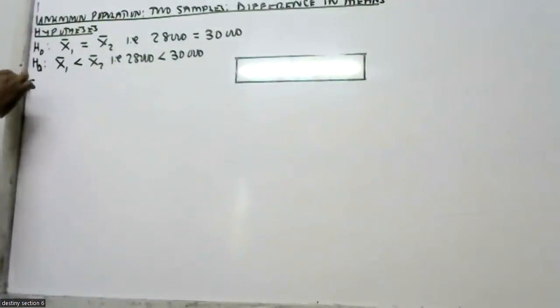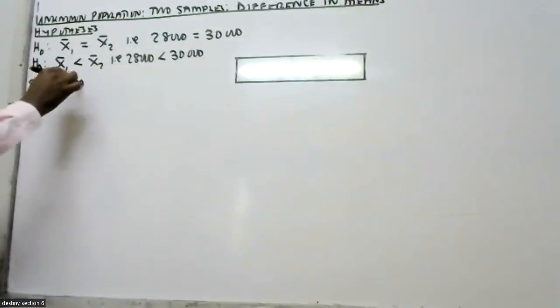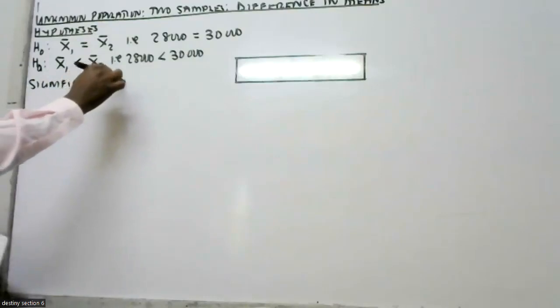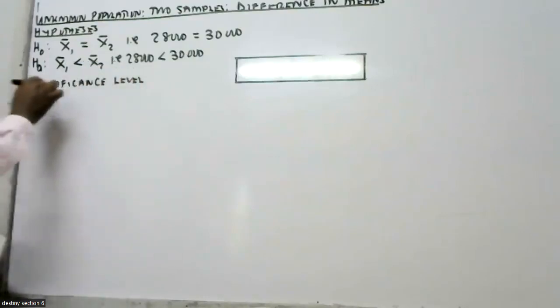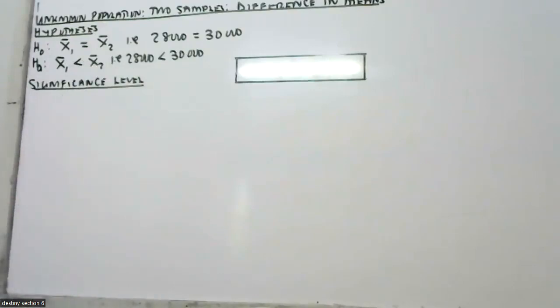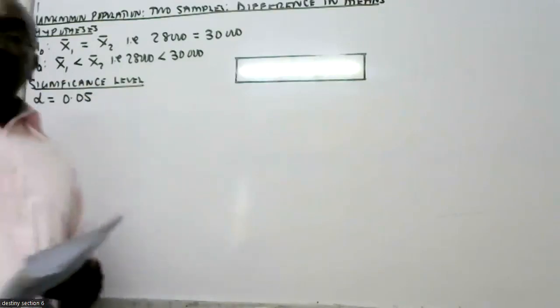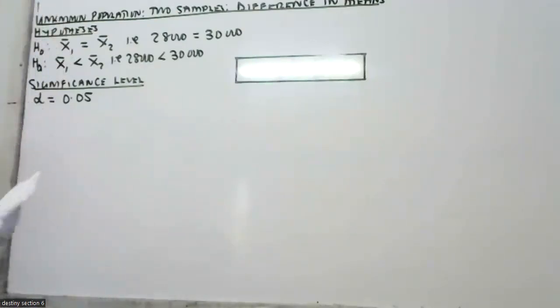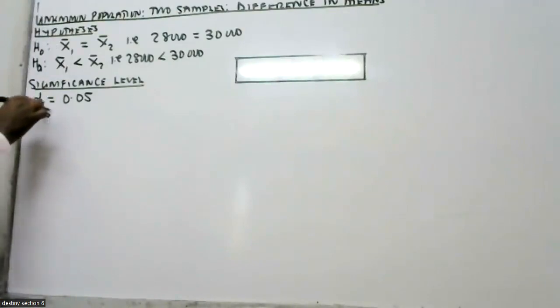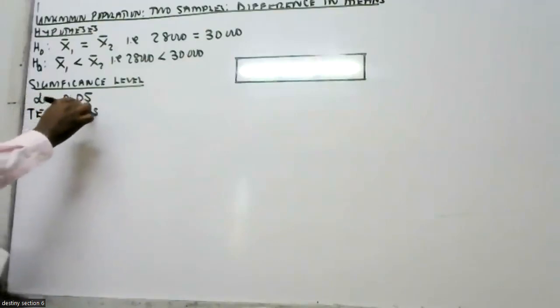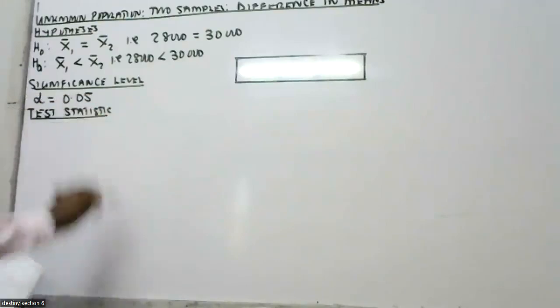The next thing is called the significance level. Now, the significance level is alpha. The examiner has advised us that we use 5%, so it is 0.05. The next thing is what we call the test statistic.